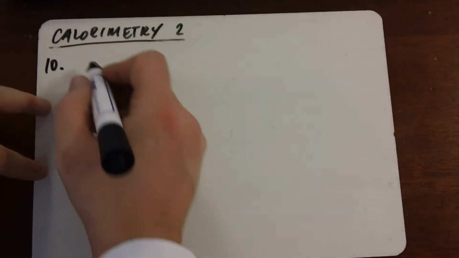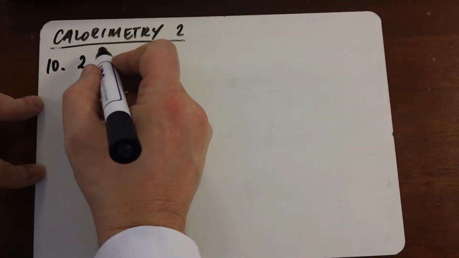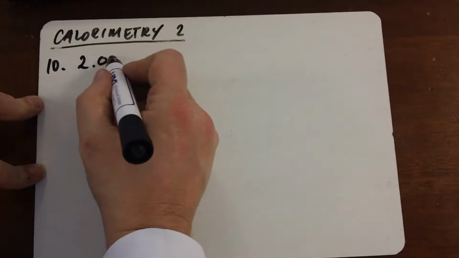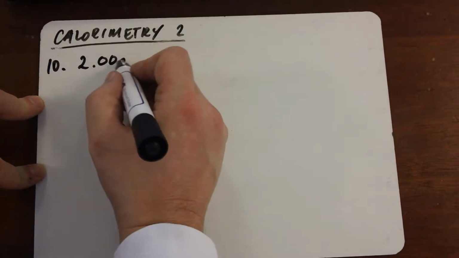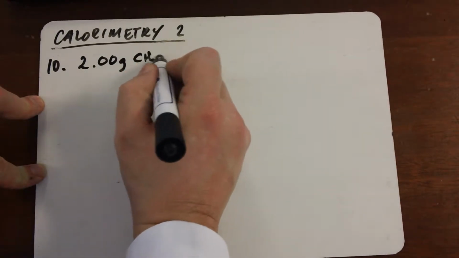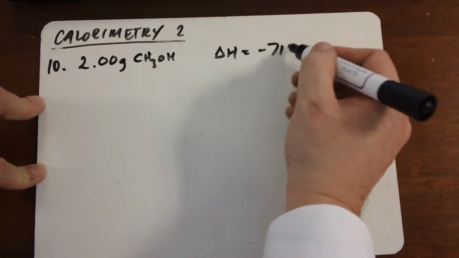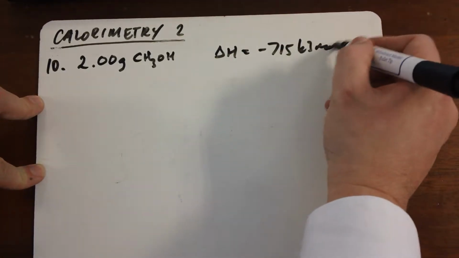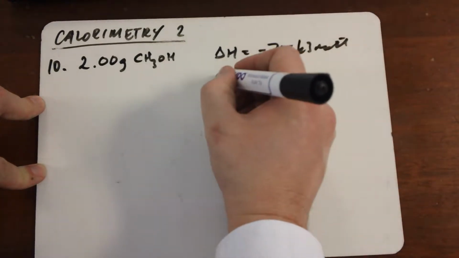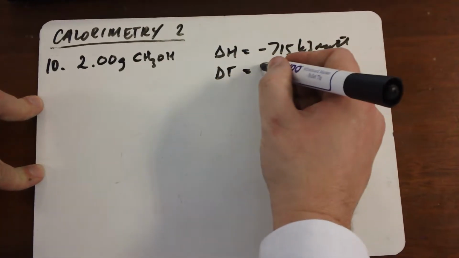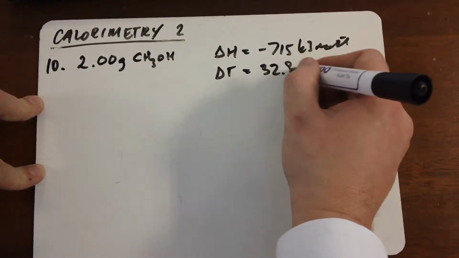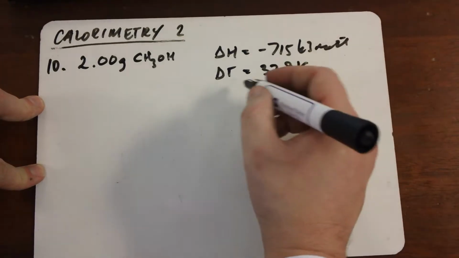Right, question 10. It is an extension question, this one really. It's telling you that you have calibrated a calorimeter using 2 grams of methanol, and you're told that the delta H was negative 715 kilojoules per mole, and that the change in temperature for that reaction was it increased by 32.8 Kelvin.